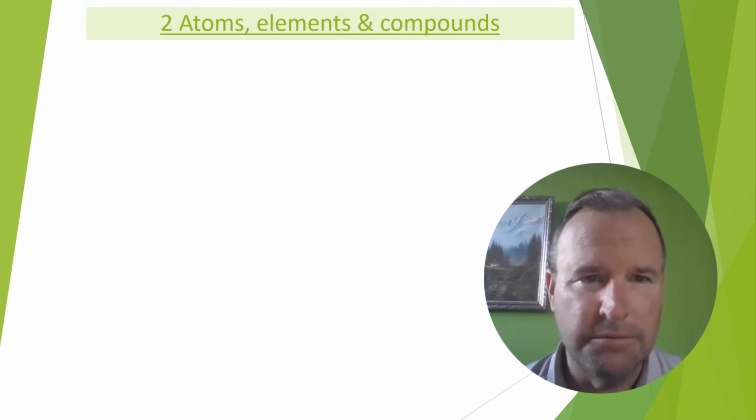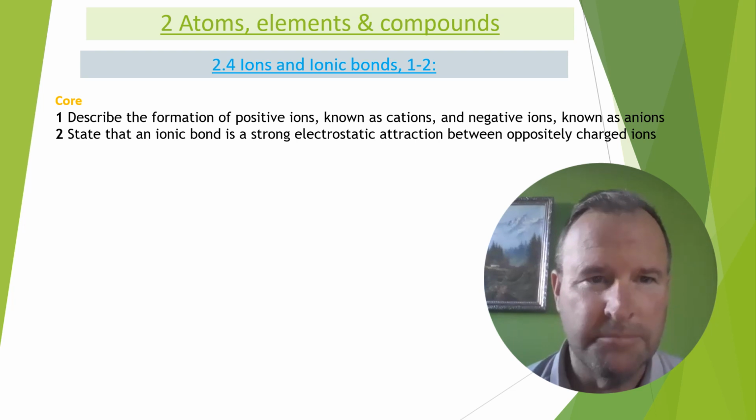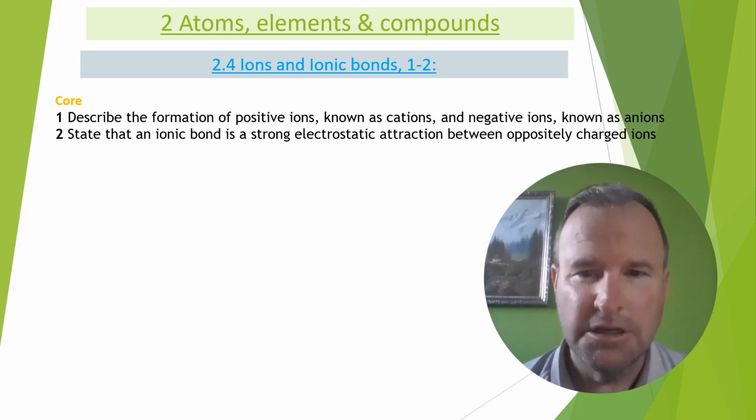Good afternoon. We're looking at ions and ionic bonds. 0620 syllabus. Here are the two core objectives that we want to look at. Describe the formation of positive ions, known as cations, and negative ions, known as anions. And state that the ionic bond is a strong electrostatic attraction between oppositely charged ions.